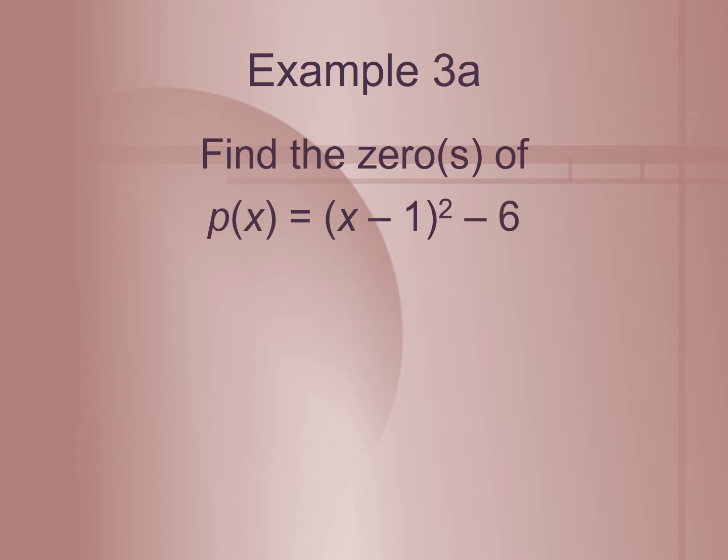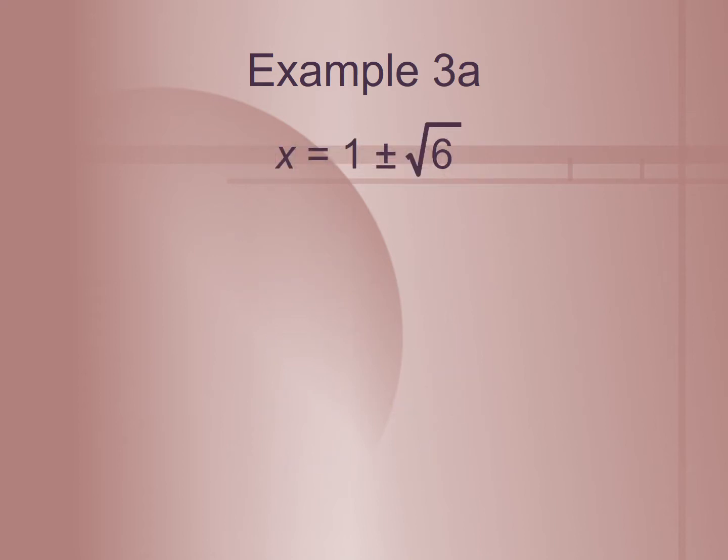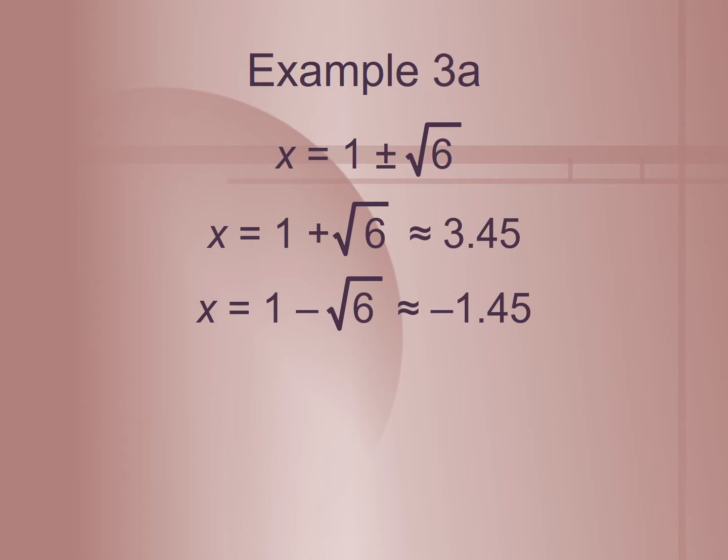If we wanted to find the zero of this function, we would set y equal to 0, and then we would solve. So we could add 6 to both sides. We would square root both sides, giving us plus or minus the square root of 6 on the right side, and then add 1 to both sides, and then we get our roots. There are two roots here. There's 1 plus the square root of 6 and 1 minus the square root of 6. So remember, root and zero mean the same thing. If we want to approximate that, we would end up with approximately 3.45 and approximately negative 1.45.